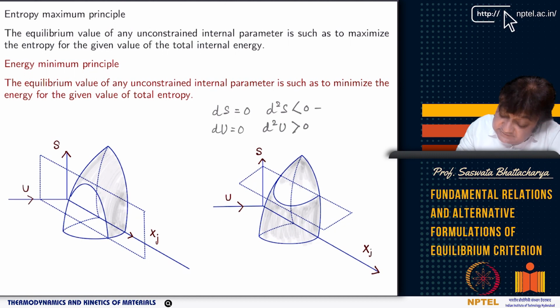So this tells the entropy maximum principle, and this is the energy minimum principle.